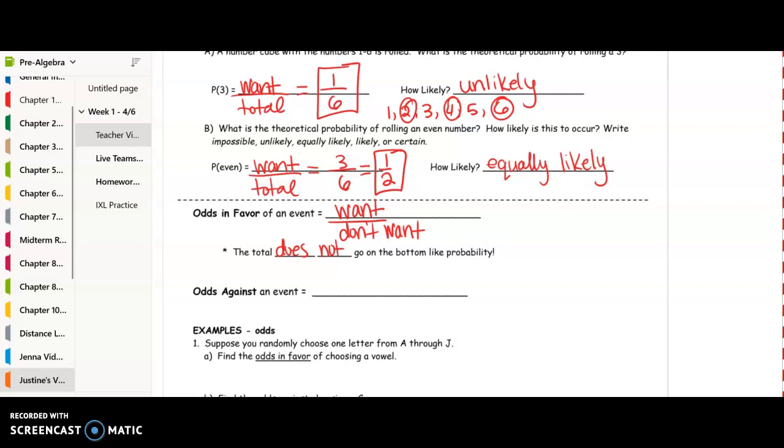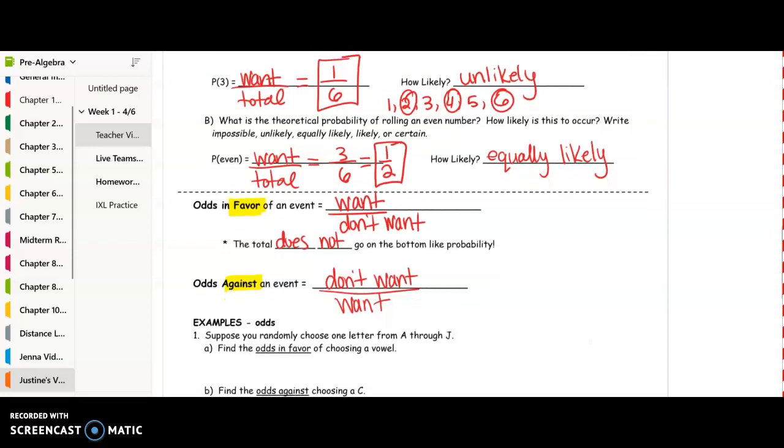Okay. If it says odds against, you really need to be careful. If it says odds in favor, it's the want over don't want. If it says odds against, this is now basically switched. Okay, so it's what you don't want over what you want. Also, sometimes they might just say, what are the odds? If they just say, what are the odds, they actually want the odds in favor. If they want the odds against, it will always say odds against.